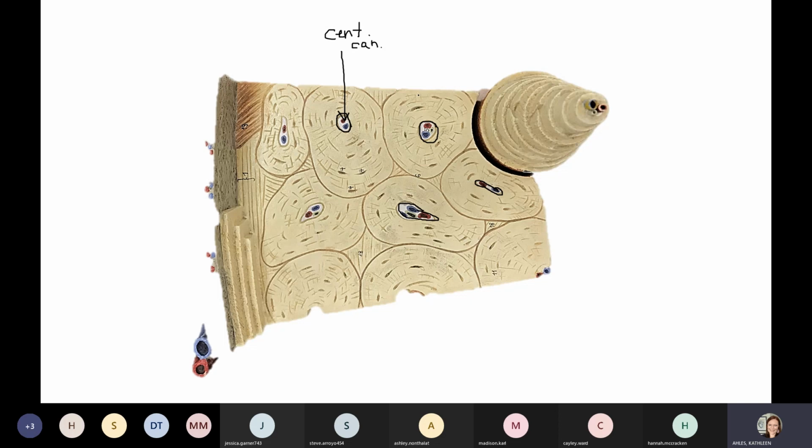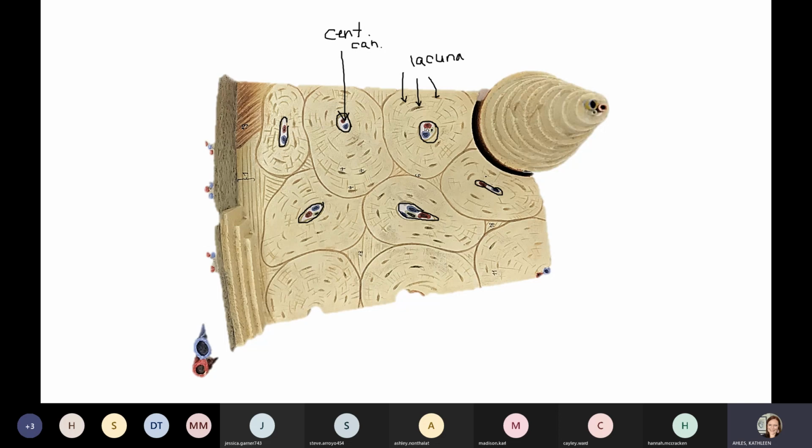Anywhere on this model where you see a space with an artery and a vein inside of it, all of these little circles here are those central canals. We had the big black spots on our slide that were the central canals, and then we had those little black spots. On my model, they're little brown spots here.